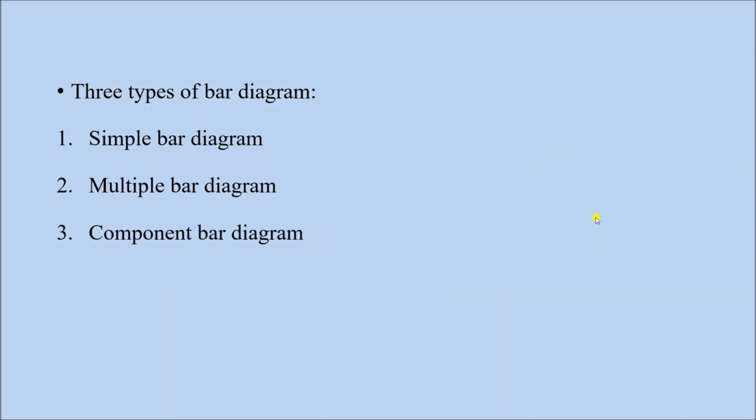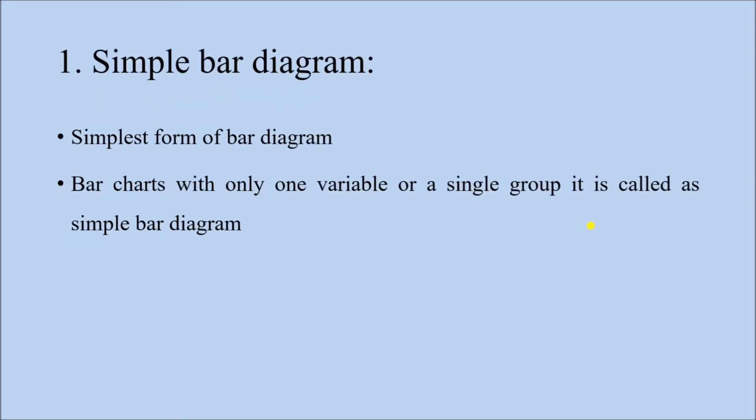Now there are three types of bar diagram: simple bar diagram, multiple bar diagram, and component bar diagram. We are going to discuss them individually. First one is the simple bar diagram. It is the simplest form of all the bar diagrams. Bar charts only with one variable or a single group is known as simple bar diagram. So in simple bar diagram, we have only one variable.